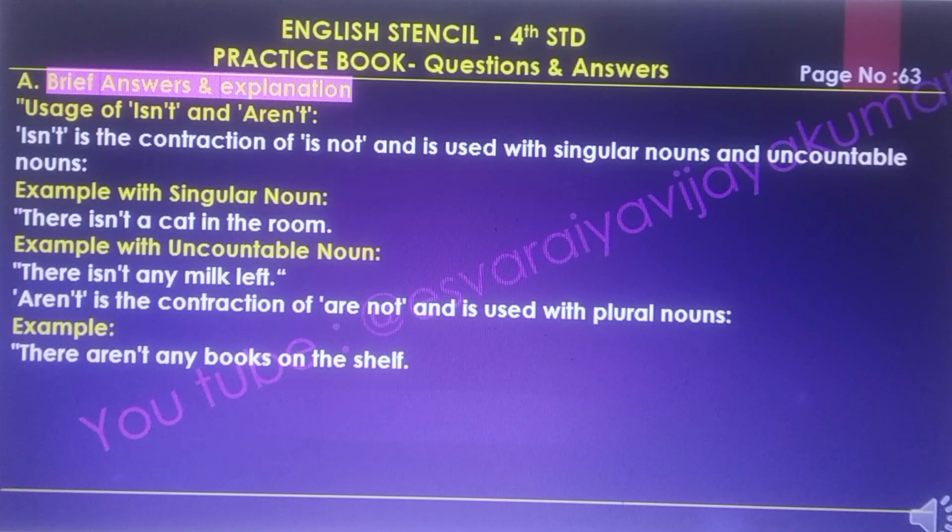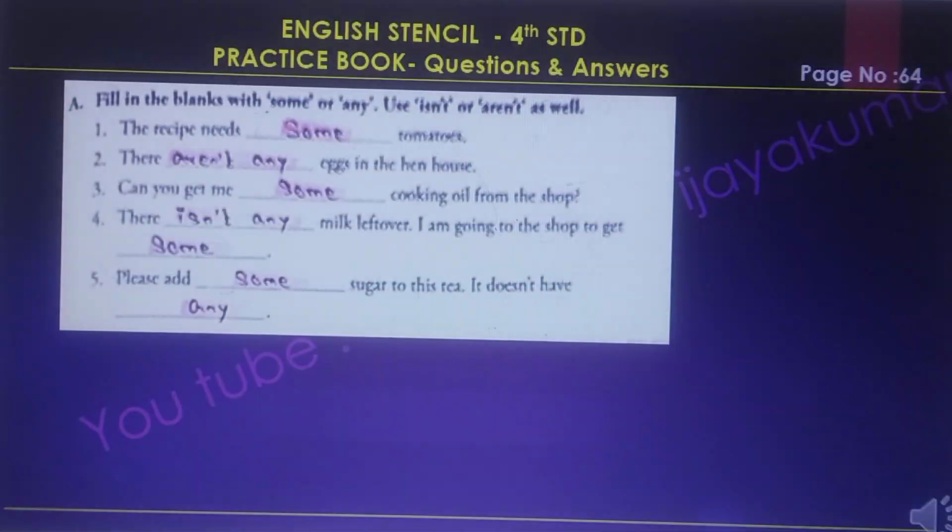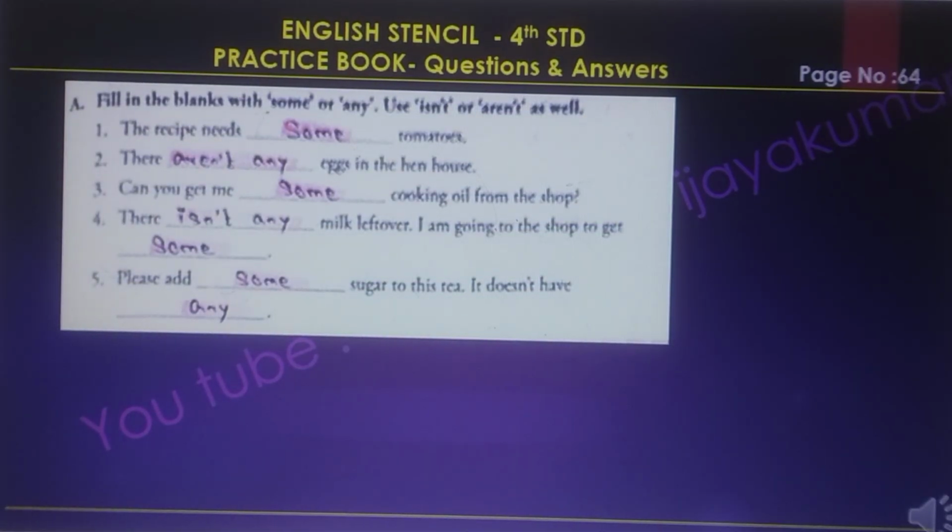Examples with the uncountable noun: there is not any milk left. "Are not" is used with the plural nouns. For example, there are not any books on the shelf. Here are the answers I have given here.